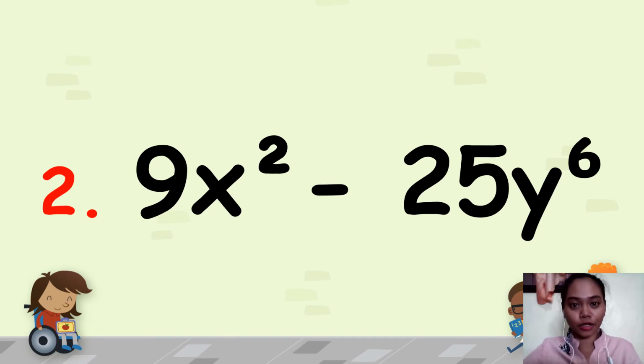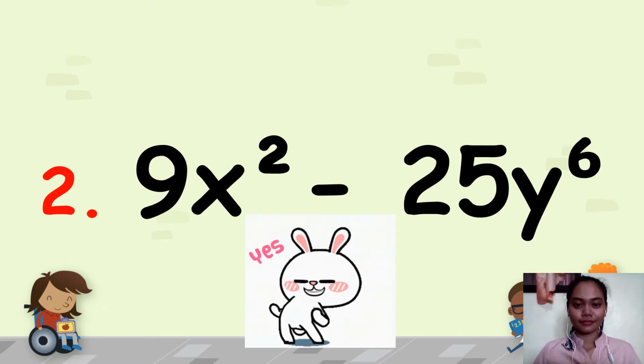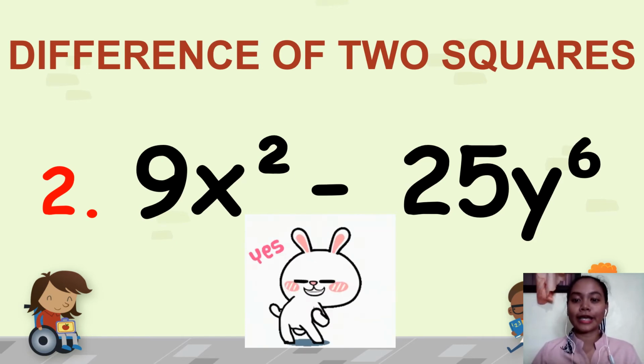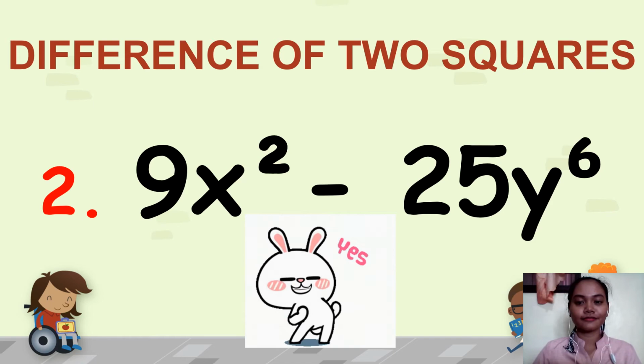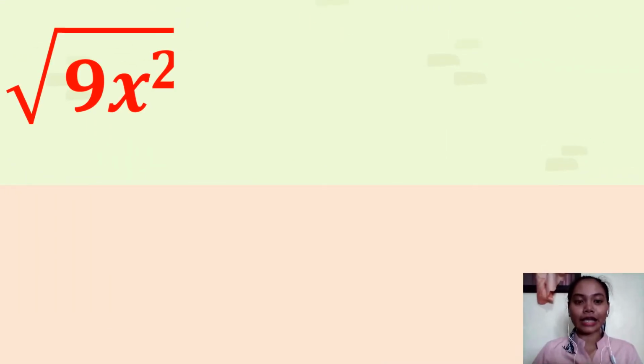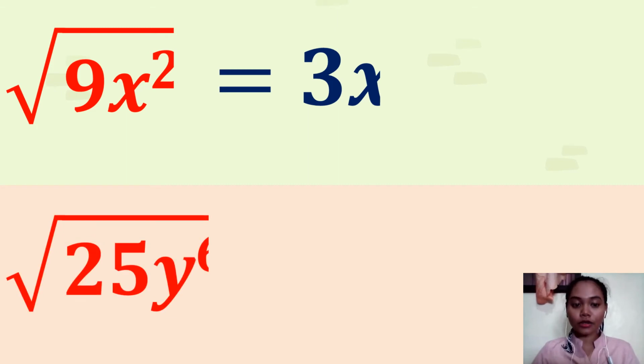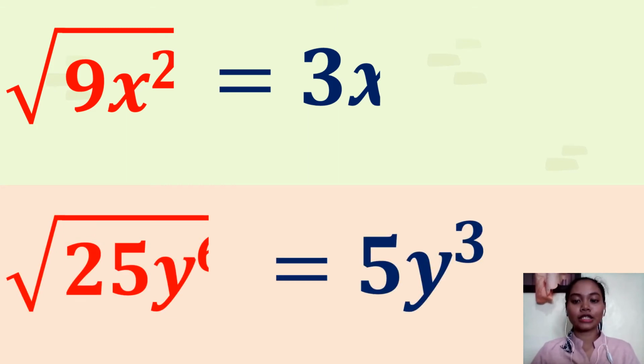Okay, another one. 9x squared minus 25y to the 6th power. Is this a difference of two squares? Yes, it is. Why? It's because 9x squared and 25y to the 6th are both perfect squares. So the square root of 9x squared is 3x, and the square root of 25y to the 6th is 5y cubed.